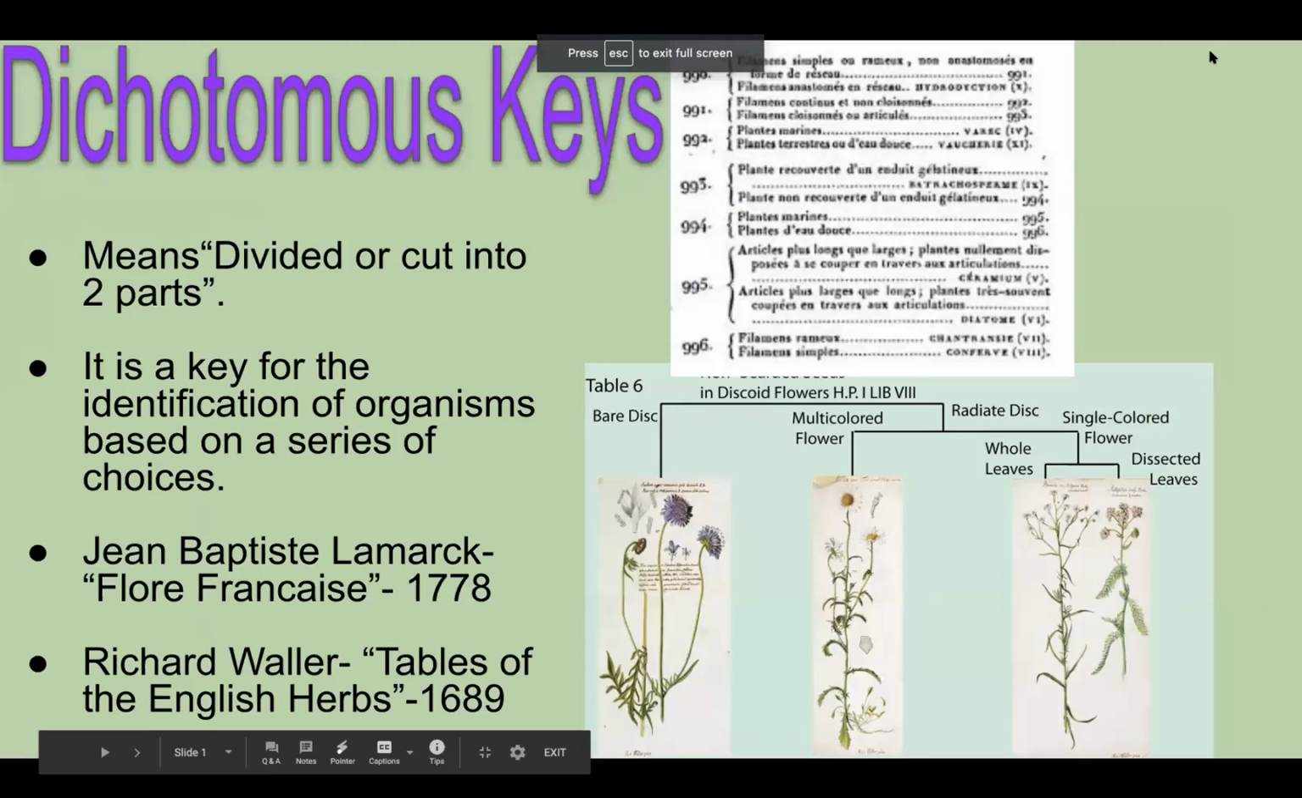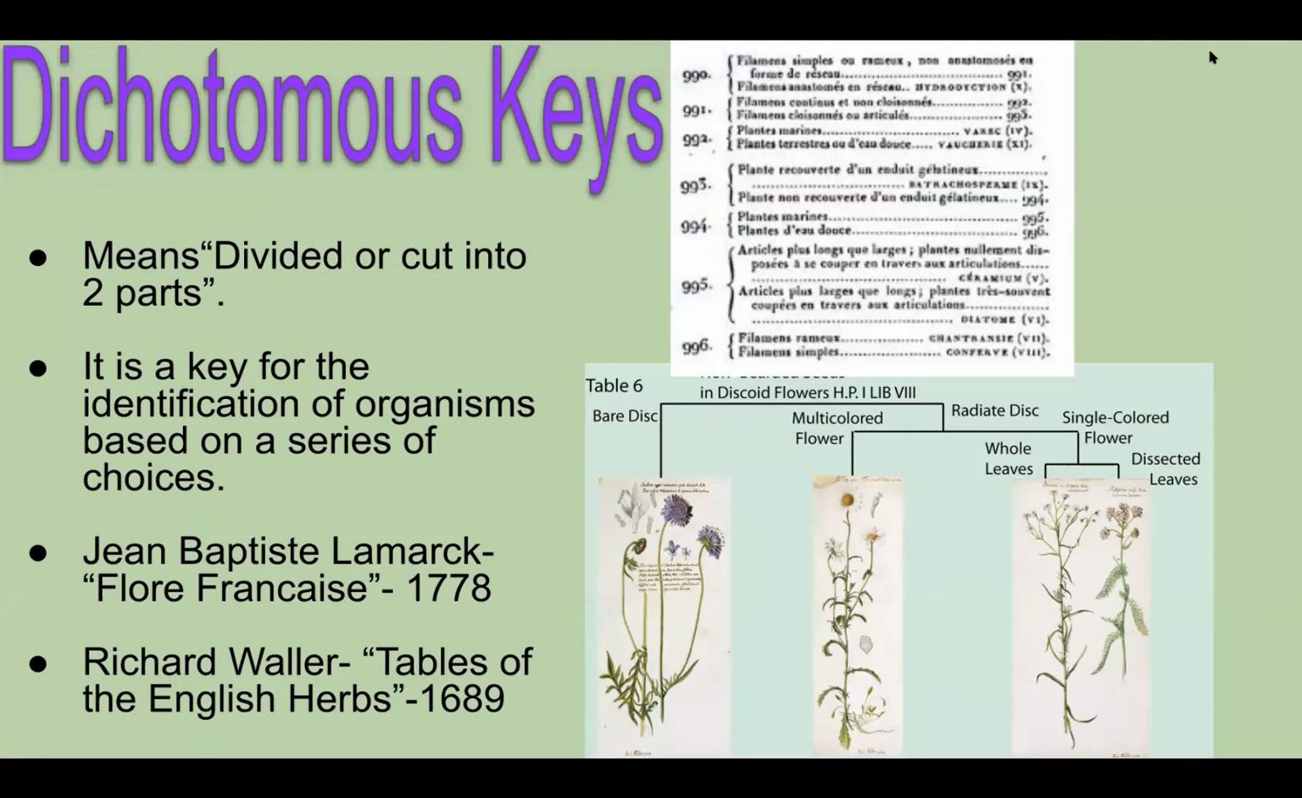So we're going to be learning about dichotomous keys today. A dichotomous key, if we break down the word dichotomous, it means divided or cut into two parts. So a dichotomous key is simply a key or a tool used to identify an unknown organism. And identifying organisms helps scientists to understand an area's biodiversity and document any changes. So again, dichotomous keys are just used for identification of organisms.